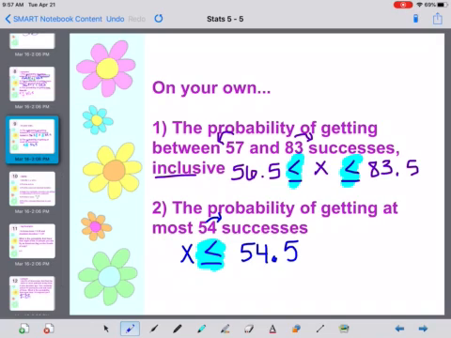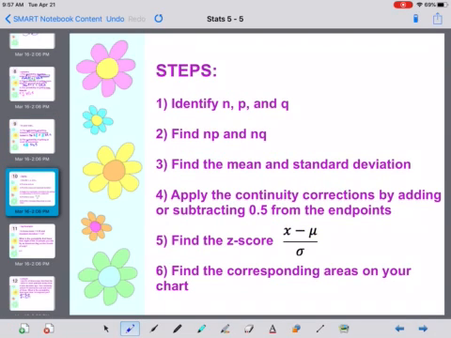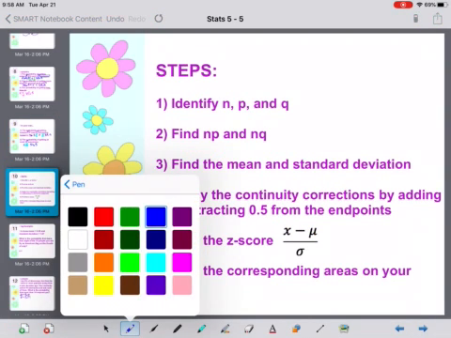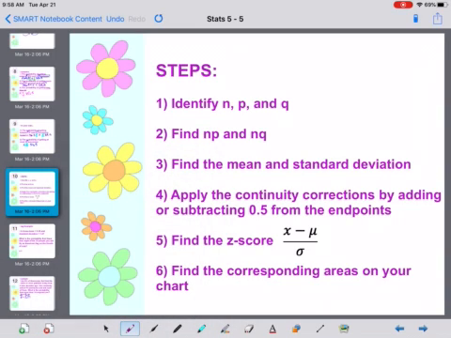The last thing we're doing is putting a little bit of everything together that we've been doing this whole time, all of chapter 5. So we have to do literally everything we've done in one question. We have to identify N, P, and Q. That's what we did last week. You have to find N times P and N times Q to make sure that they are both greater than or equal to 5.